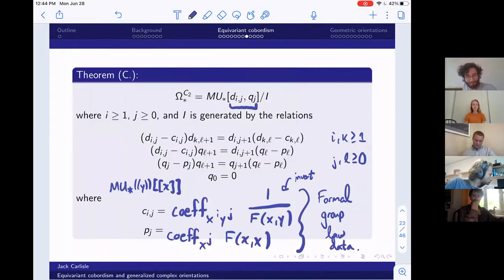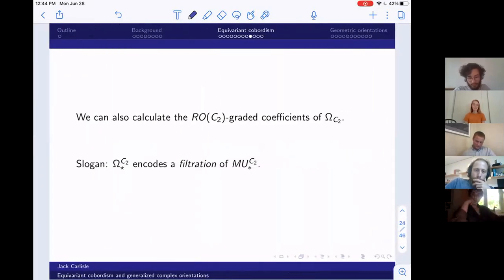Okay, great. So this is my theorem. I'm happy about this. We calculated the C2 equivariant cobordism ring, and the presentation is complicated, but we have complete algebraic control of this object. Now, time is running a little low, so I think I'm going to skip over some of this. So let me just say that we calculated the Z.